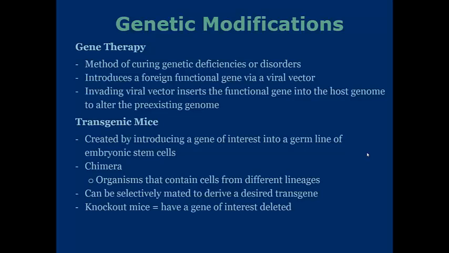Transgenic mice are created by using these types of mechanisms. They're created by introducing a gene of interest into a germline of embryonic stem cells, thus forming chimeras, which are organisms that contain cells from different lineages. They can be selectively mated to derive a desired transgene, and knockout mice are noted as having a gene of interest deleted. Using these sorts of modifications, we can specifically test what these genes do and how their expression is going to affect the overall organism.